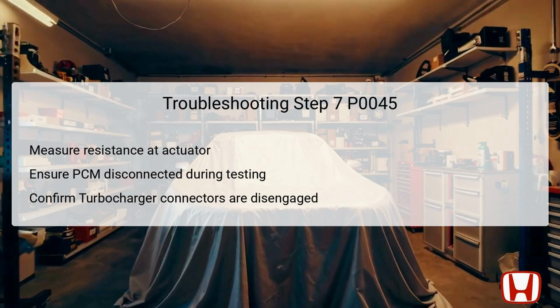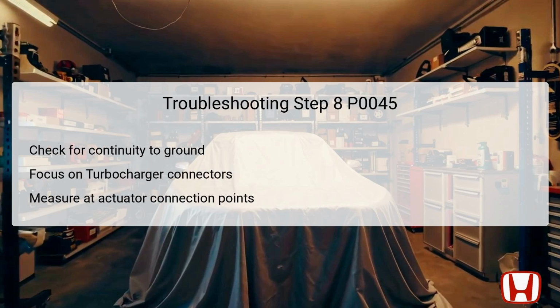Ideally, the measured resistance should be between 1.2 ohms and 1.0 kiloohms. If the resistance falls within this range, proceed to the next troubleshooting step. Conversely, if the resistance does not meet these specifications, this indicates an internal issue with the turbocharger itself, necessitating a replacement of the unit.